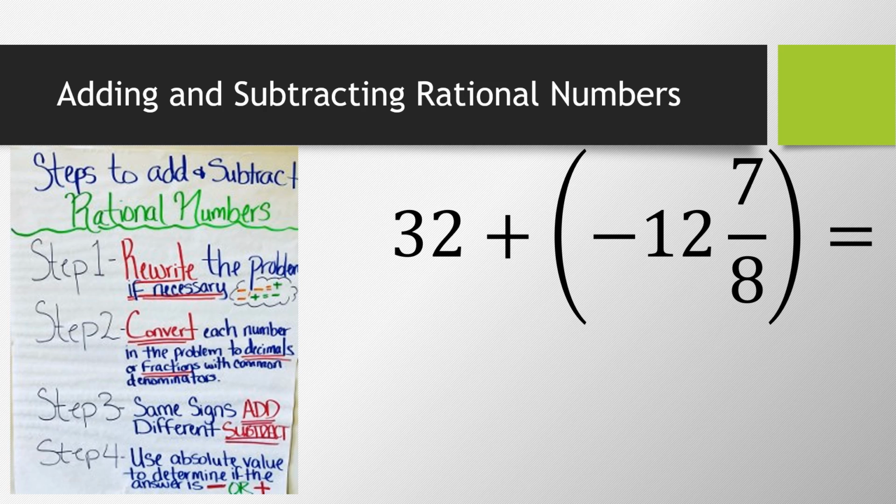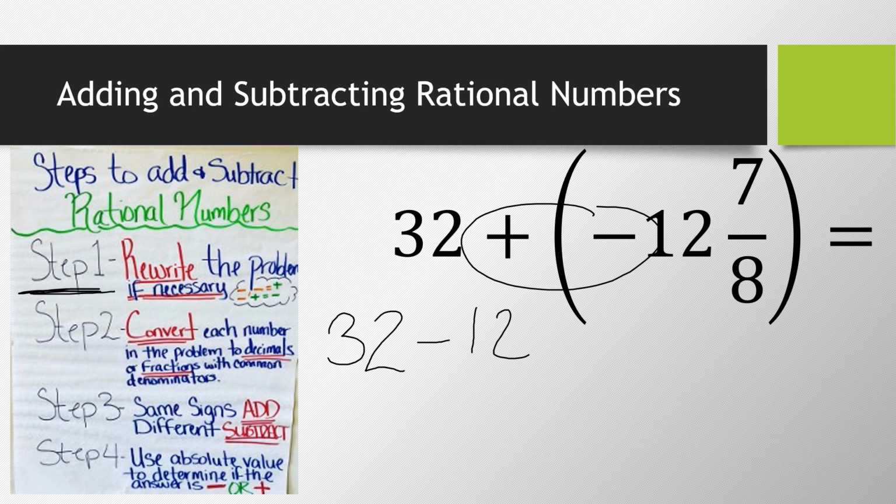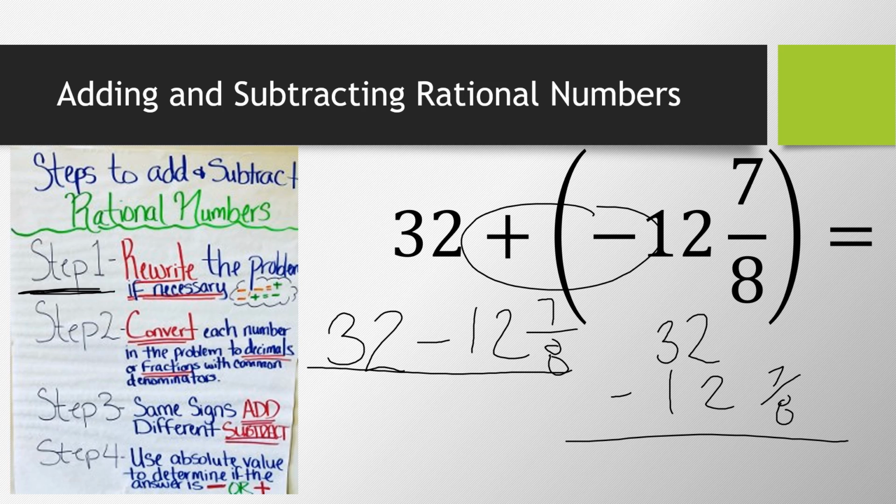Okay, so I have 32 plus negative 12 7/8. Again, I need to do step 1. I need to rewrite that problem. Whenever you see two signs, that should tell you to rewrite that problem. 32 minus 12 7/8. I don't really like to subtract horizontally. I prefer to subtract vertically. So I'm going to rewrite this problem vertically. 32 minus 12 and 7/8. Again, it's like a regular subtraction problem.